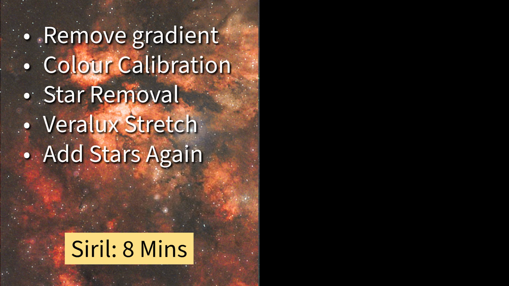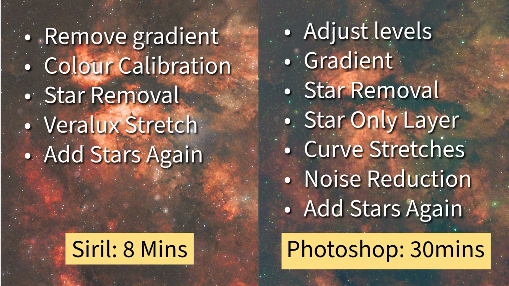To get this result in Siril using the modern workflow, I used 5 quick steps: removing the gradient, color calibration, star removal, the Veralux stretch, and then recompose stars. The total time, about 8 minutes. To get the result in Photoshop, I had to manually set levels, use Gradient Exterminator, remove the stars, create a star-only layer, curve stretch 3 or 4 times, run noise reduction, add the stars back, and adjust color balance. The total time, nearly 30 to 40 minutes.